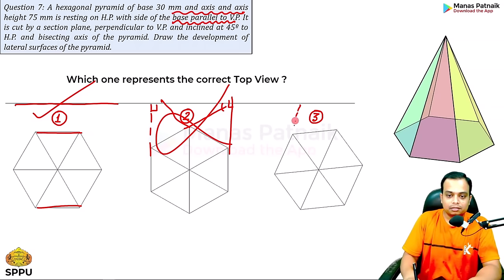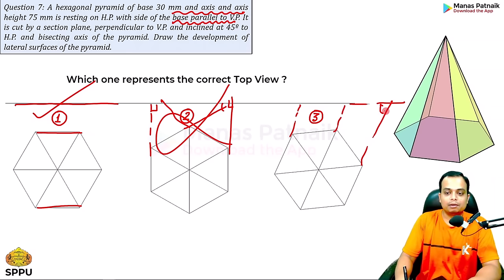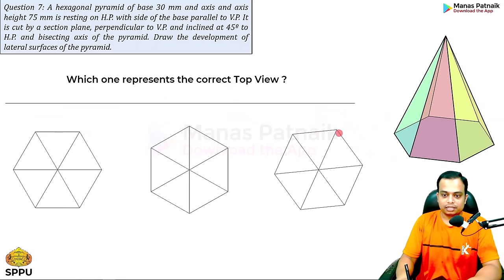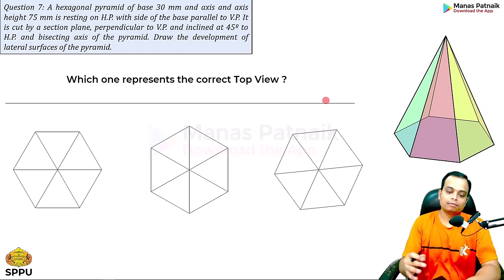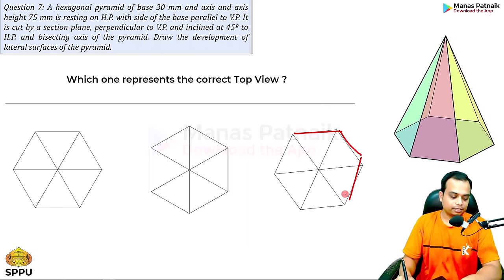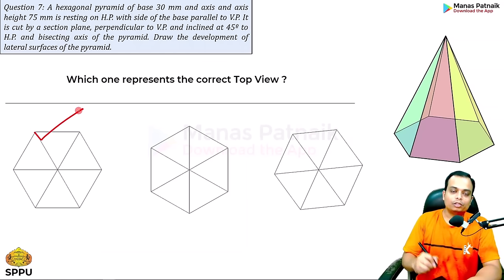And here, there is some kind of inclination with XY or with the vertical plane. This is alpha. This also has got to be alpha. And as far as these are concerned, if you can extend this, you can extend this. All of these edges are making some angle with the XY line, which means that they are making some angle with the vertical plane. Okay, only the base edges. Anyway, so we are going to go with option number one.